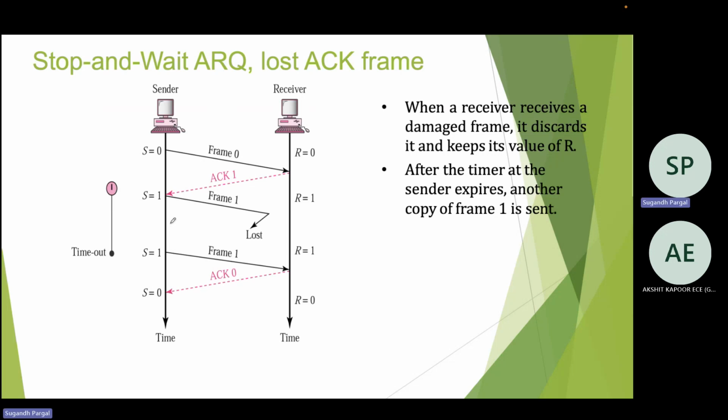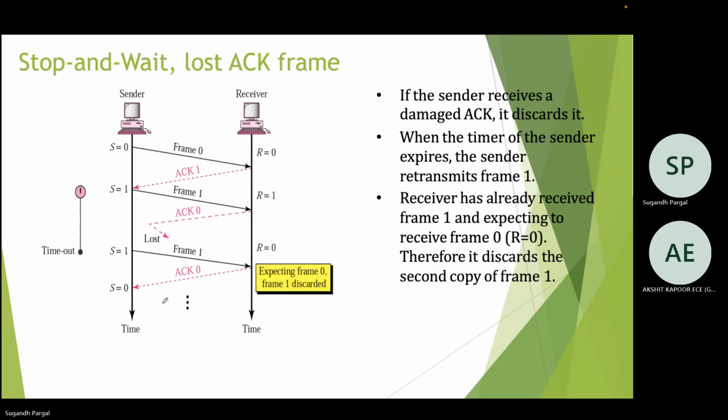After the timer at the sender expires, another copy of frame 1 is sent. Here frame 1 is lost. However, the receiver was updated that it will be receiving frame 1. So again, the sender will send frame 1 after the timeout has occurred, and then the receiver acknowledges after receiving that frame 1.